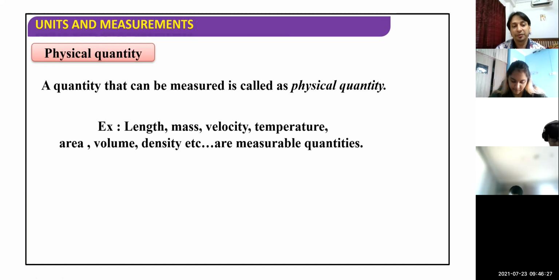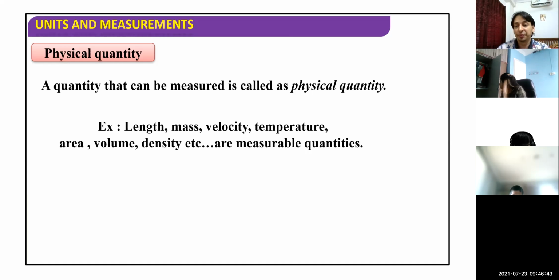Examples are there. Again, the same examples. Area is there, volume, density, force, pressure, work, power, energy. All these things are physical quantities. Speed is a physical quantity. Acceleration is a physical quantity.